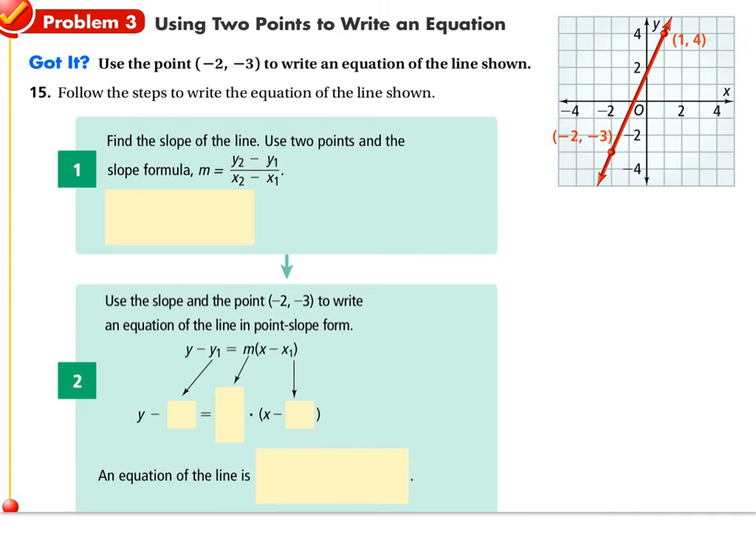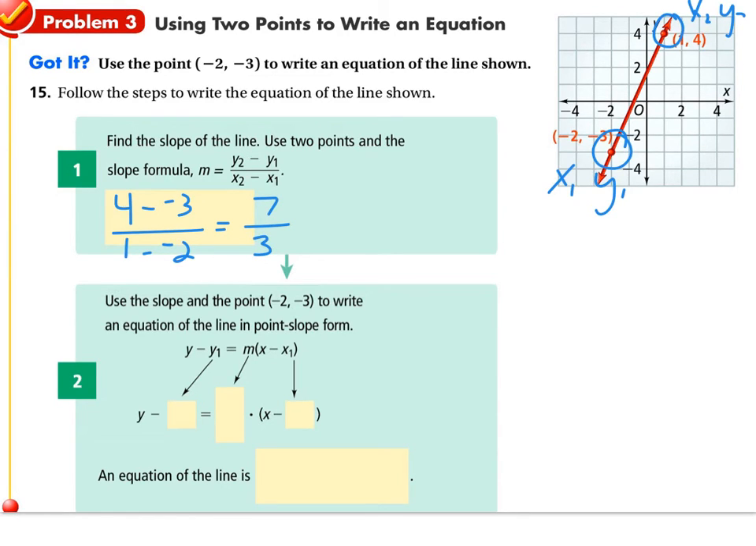Number 3 poses a slightly more complex problem. In this case, it says use the point negative 2, negative 3, that's down here, to write an equation of the line. It also gives us a point 1, 4. So using those 2 points, we use the slope formula to determine the slope. So if I let this be my x sub 2, y sub 2, let this be my x sub 1, y sub 1, I will get the slope by doing 4 minus a negative 3 over 1 minus a negative 2. That'll be 7 over 3. So my slope will be 7/3.